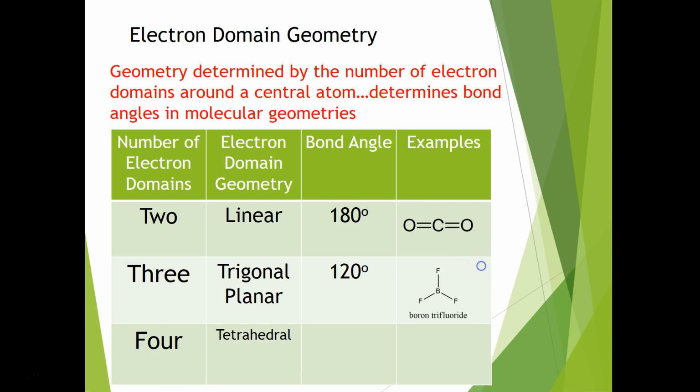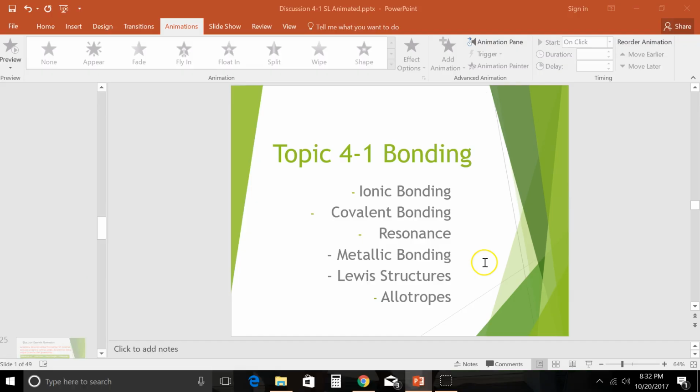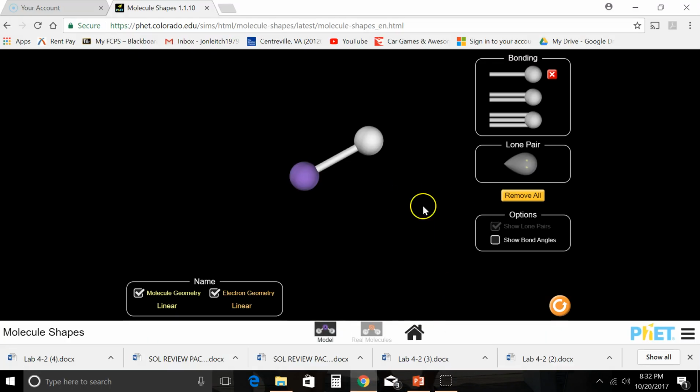Finally, if there are four electron domains, then your electron domain geometry will be tetrahedral, and the bond angle will be 109.5 degrees, and an example would be methane. Now, it's important to note when we see the structure for methane, the way we see it drawn out is looking like the bonds are all 90 degrees and in the same plane, but that really is not the case, and let me show you with this demonstration.